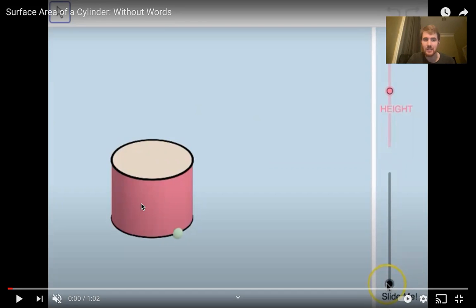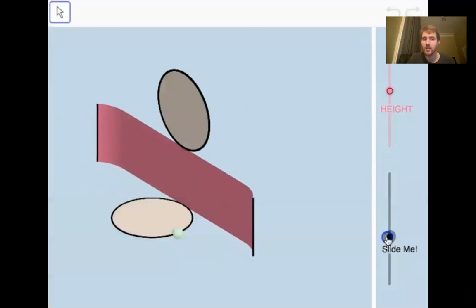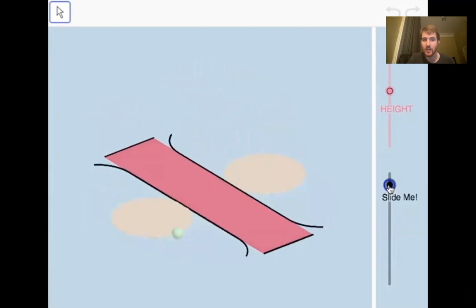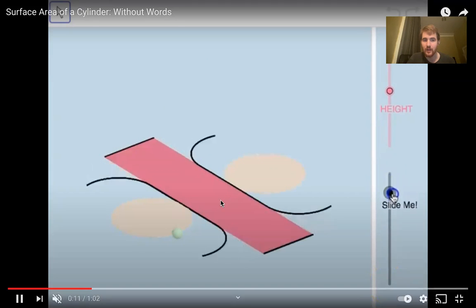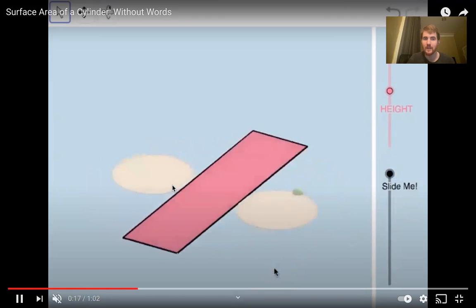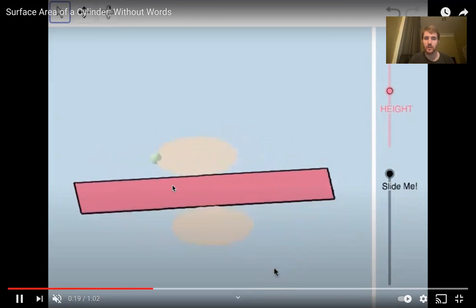The surface area is the space on the outside. So for example, if I had this cylinder here and I wanted to paint it, how much paint would I need to cover the entire thing? And this little YouTube video shows how we can deconstruct the surface area of the cylinder. So you can imagine the cylinder's basically got three pieces, the top and the bottom, and then of course the sides of the cylinder.